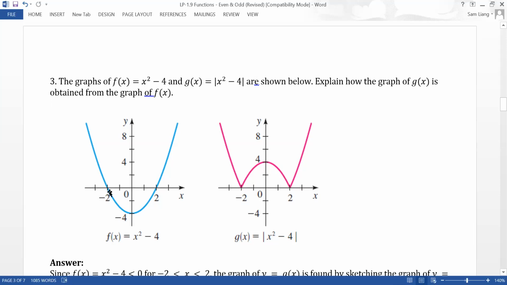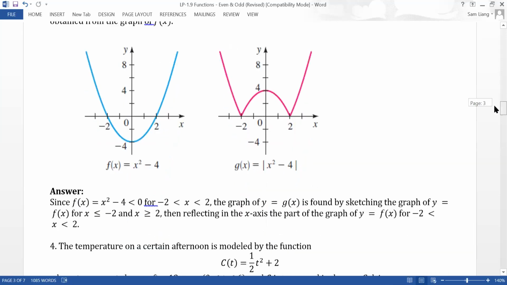Okay, so this portion is negative. So we're going to change that to positive. Okay, and then that's how we get this pink graph. Okay, but yeah, I explain it in words right here. So since f of x equals x squared minus 4 is less than 0 for -2 to 2, so for any x value between -2 and 2, this graph is going to be negative. The graph of y equals g of x is found by sketching the graph of y equals f of x for x less than or equal to -2 and x greater than or equal to 2.